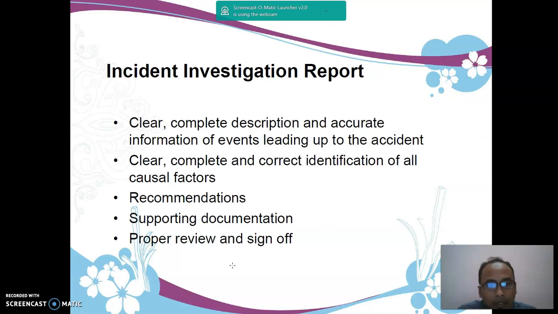And then you have to come up with the supporting documentation, such as documentation for the legal requirement, maybe the history of the maintenance, and also we can look at the SOP or the manual of the machinery to help you support your findings or recommendation. And then there must be a proper review and sign off by the designated person, such as the SHO and also safety and health committee members. Alright.